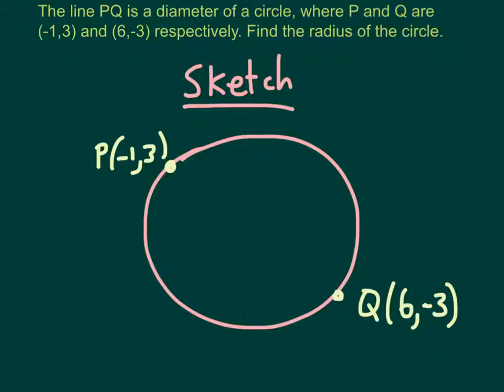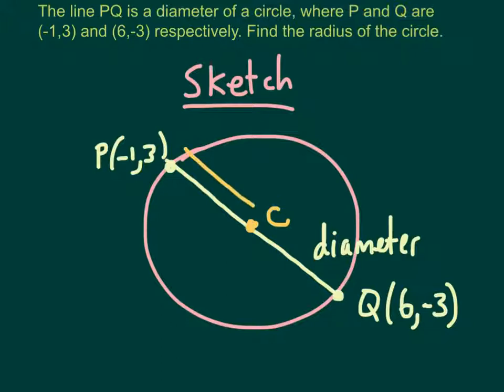If we join that up, we know it's a diameter, and that's going to go through the center of the circle. Let's label that diameter, and put the center on there, just over there. Linking this back to the previous lesson, if I want to find the coordinate of that center, I can use my midpoint of two coordinates rule.